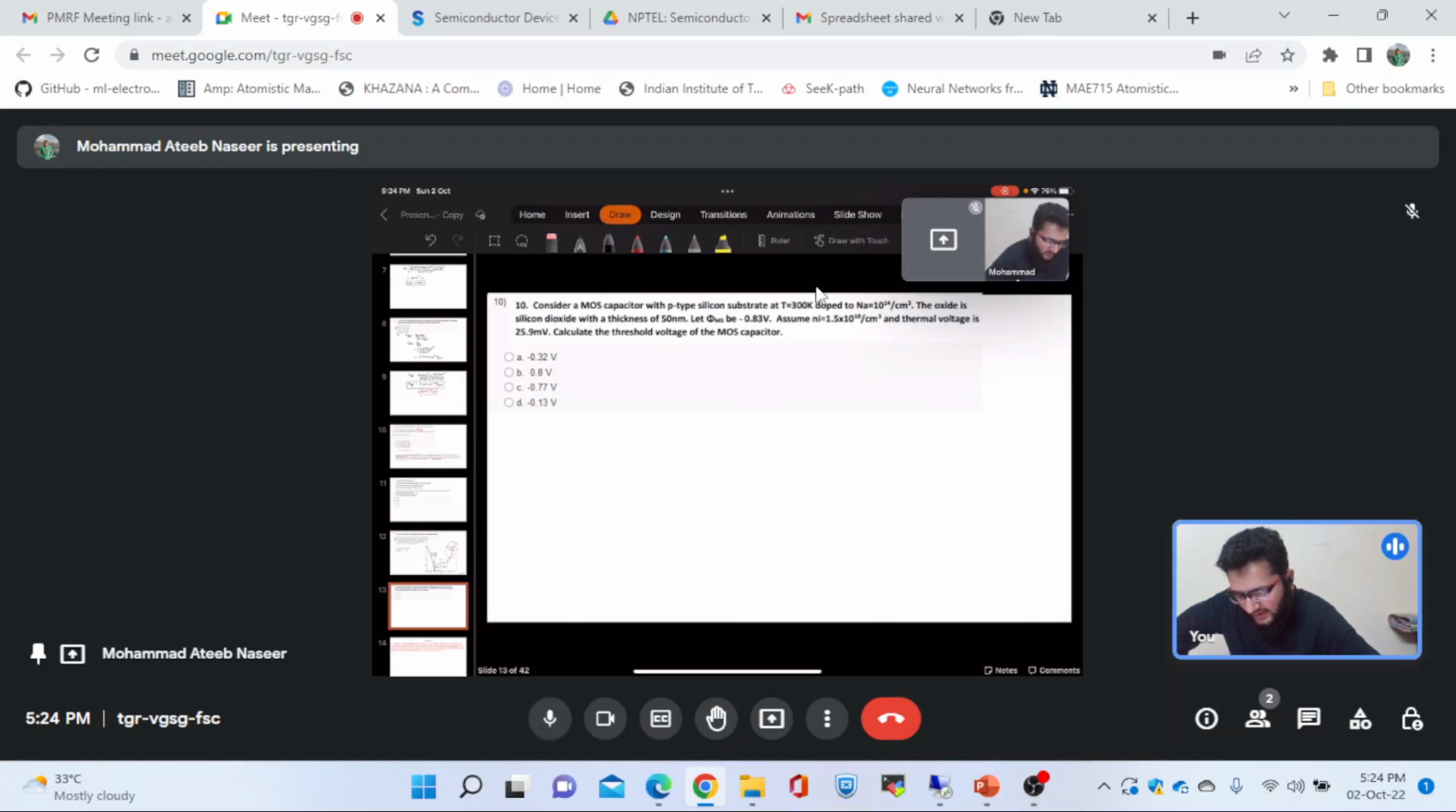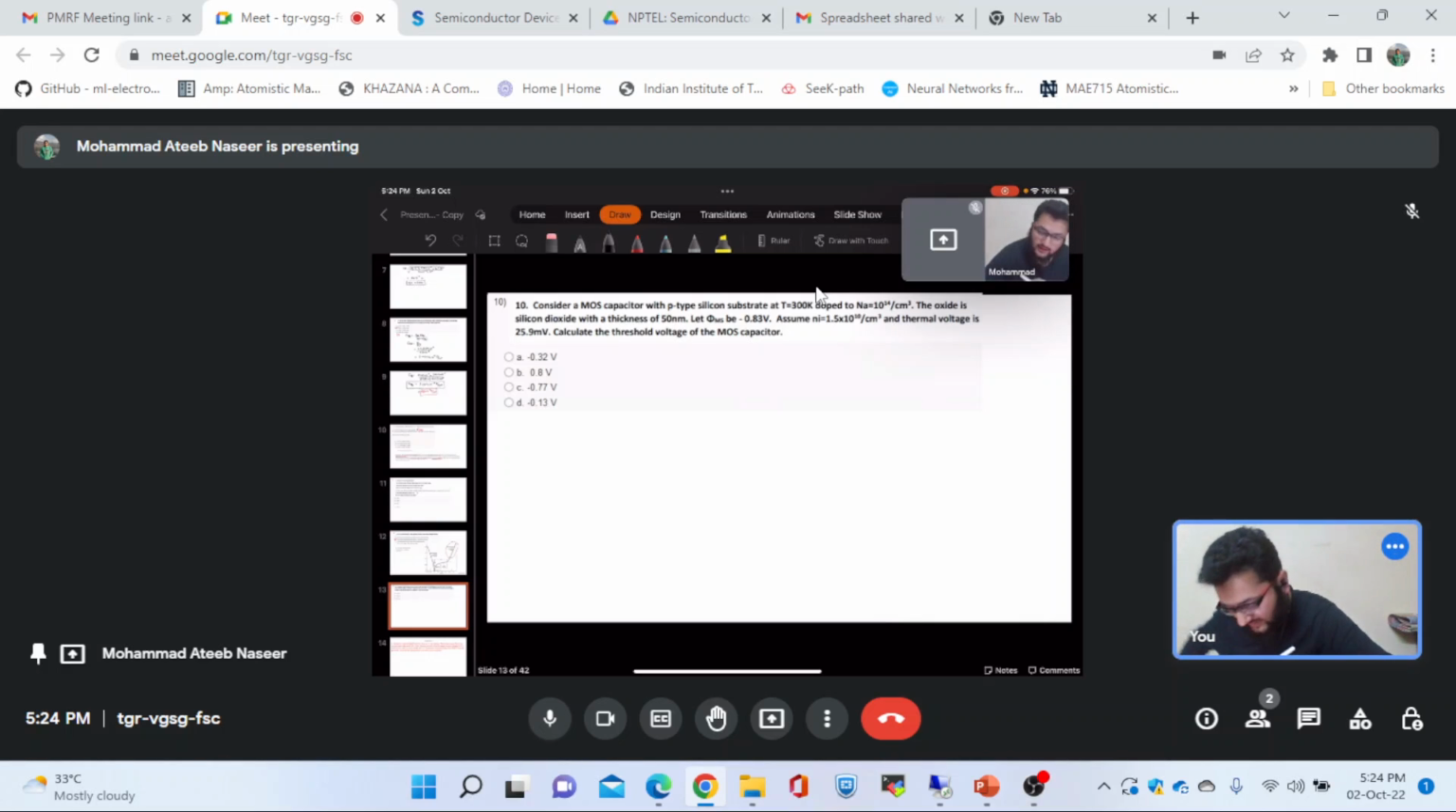So the oxide thickness in this case is 50 nanometer, and the metal semiconductor work function phi ms is given to be equal to minus 0.83 volts. The intrinsic carrier concentration is given to be equal to 1.5 into 10 to the power of 10. So the threshold voltage needs to be calculated for this MOSFET.